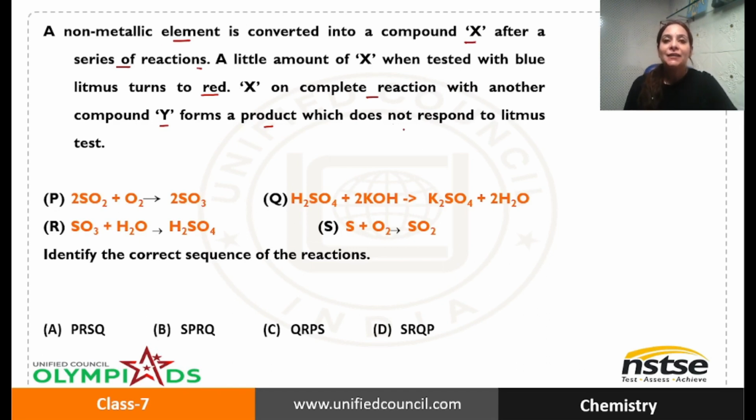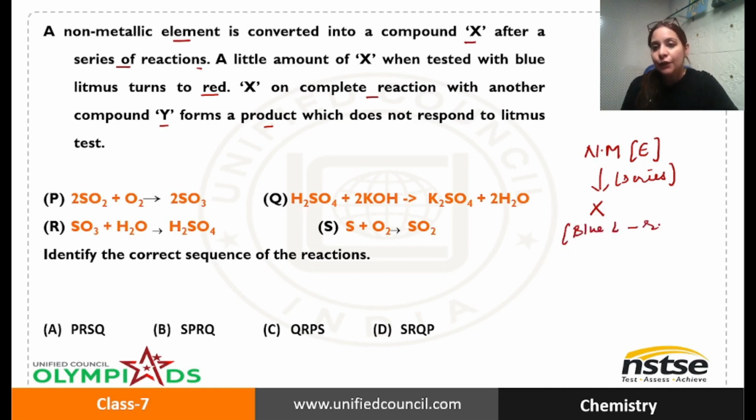I'm going to split this complete question into small terms so that I can have a few clues. A non-metallic element. So basically here we are talking about a non-metal which is an element. It is converted into compound X after a series of reactions, so not by one reaction but a series of reactions. Then it is said a little amount of X when tested with blue litmus turns red. And I hope you all remember anything which turns blue litmus red is acidic in nature. So we have this clue now.